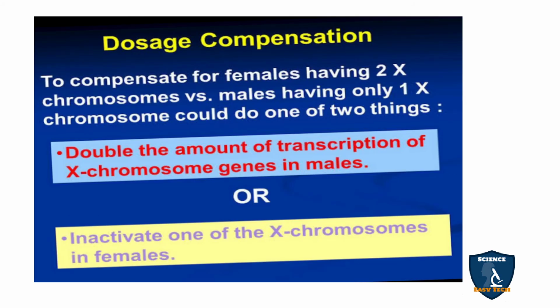So, dosage compensation: the female has 2 X chromosomes and the male has only 1 X, and there are only two ways to fix this. Either double the amount of transcription takes place in males, that is the X genes are transcribed twice as much, or in females one of the X chromosomes can be inactivated. By this, the dosage compensation is fixed.